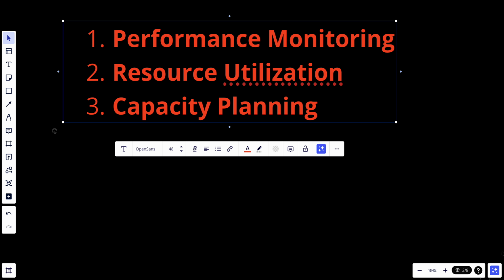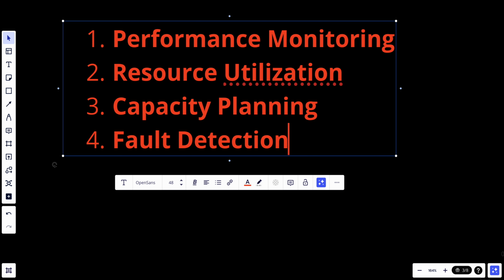Also, it helps in fault detection. Anomalies and deviations from expected metric values can indicate system faults or errors. Automated alerting based on predefined thresholds can help teams detect and respond to issues promptly.